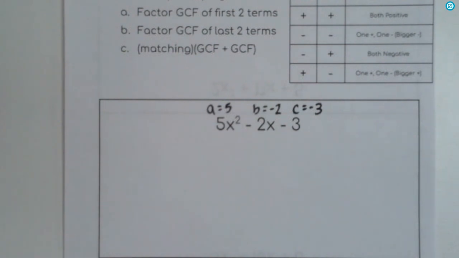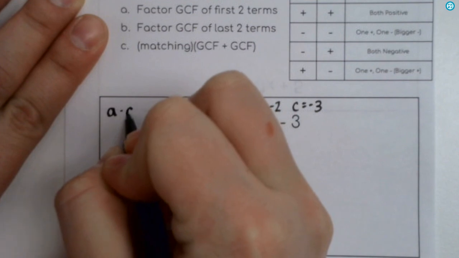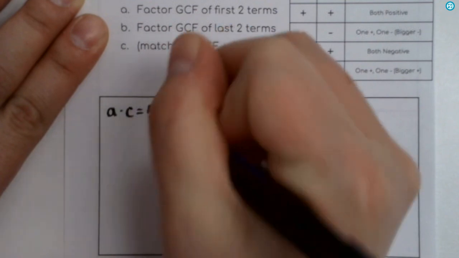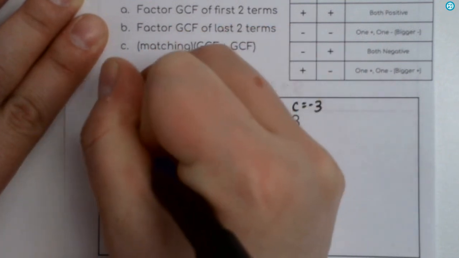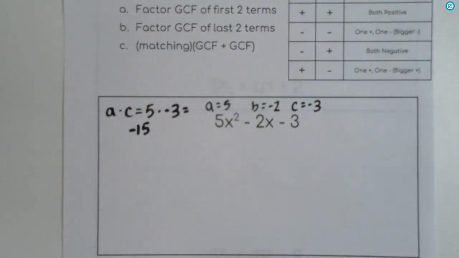So that's step 1. Step 1 is to multiply a and c together. So I am going to multiply a times c, which is 5 times -3, and I'm going to put that over here. a times c equals 5 times -3. That's -15. Any questions about that?